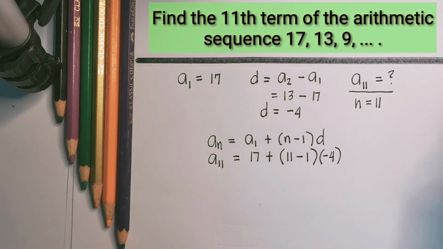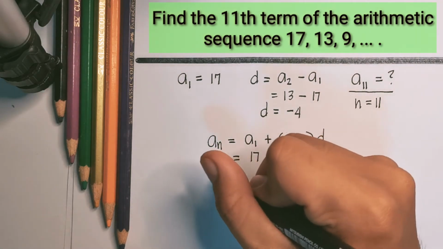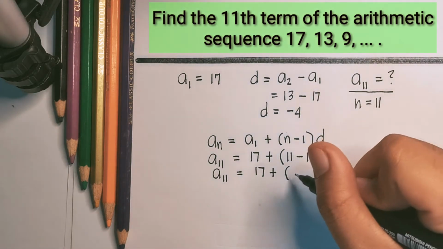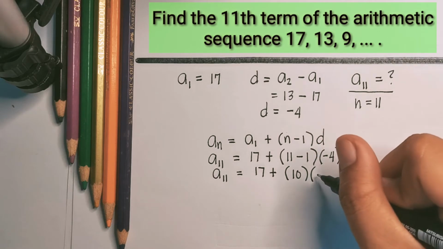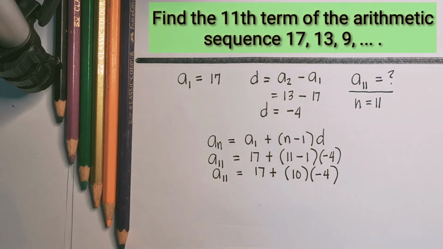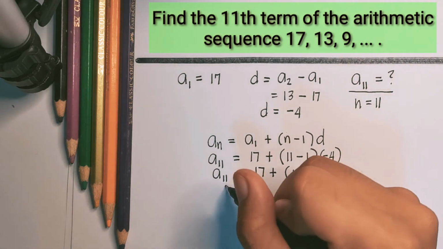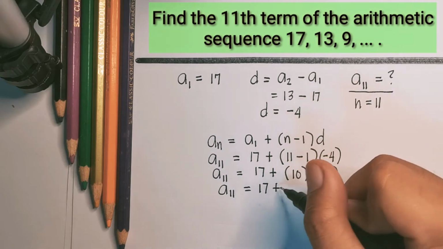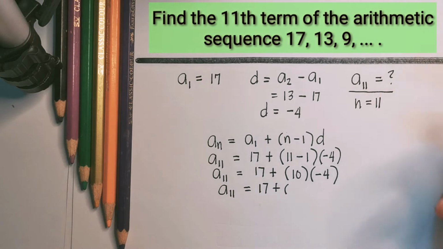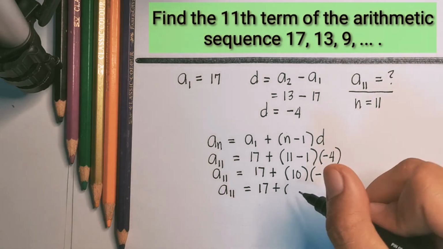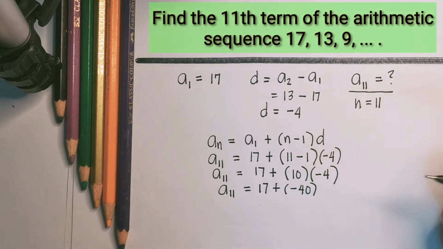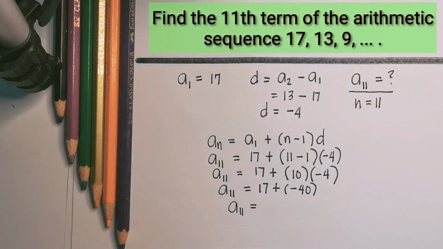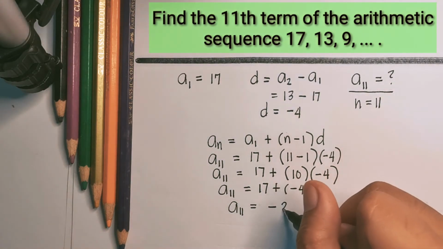Then, isimplify natin ang nasa loob ng parenthesis. So, magiging a sub 11 equals 17 plus 11 minus 1, yan ay equal sa 10, times negative 4. Then, let us multiply 10 and negative 4. So, a sub 11 equals 17 plus 10 times negative 4. So multiply 10 times negative 4, that is negative 40. Then let's add: a sub 11 equals 17 plus negative 40 is equal to negative 23.